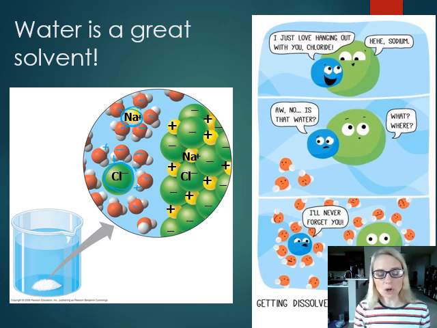So anything that dissolves in water, think of making sugar water, salt water, anything that dissolves in water, it's a really good clue that that substance has some polarness to it, because water will be attracted to other things that have charges because it itself has charges.